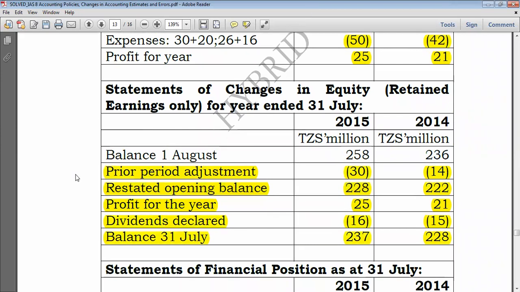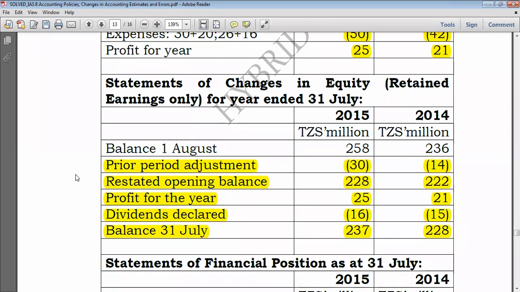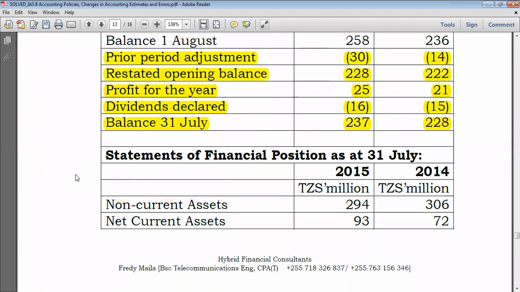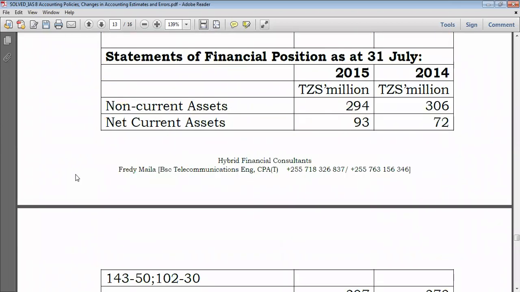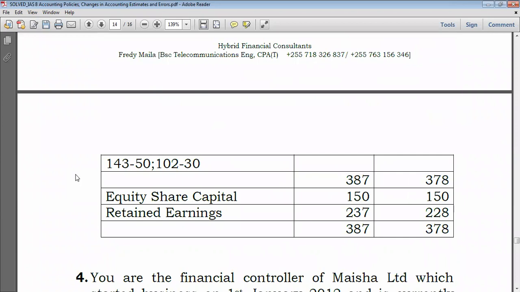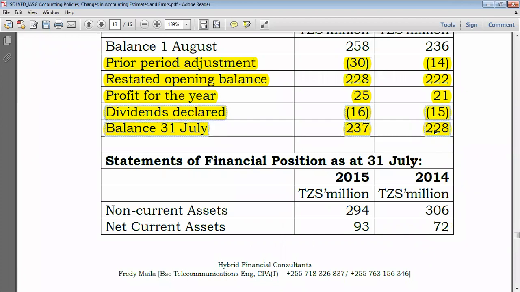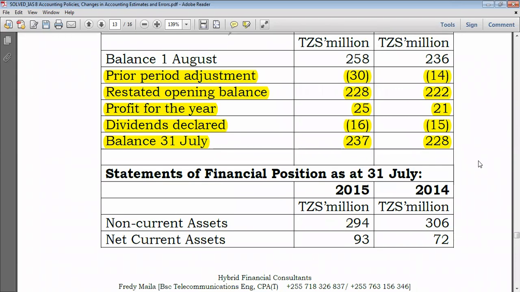That is just about copying. It has nothing much. In the statement of financial position, the receivables have to be affected, right? We are just given non-current assets, net current assets, and also equity share capital and retained earnings. As for retained earnings, we have already recomputed them as 237 and 228, right? We got them in the statement of changes in equity here, 237 and 228, so no issue. So the only remaining entry would be on receivables.